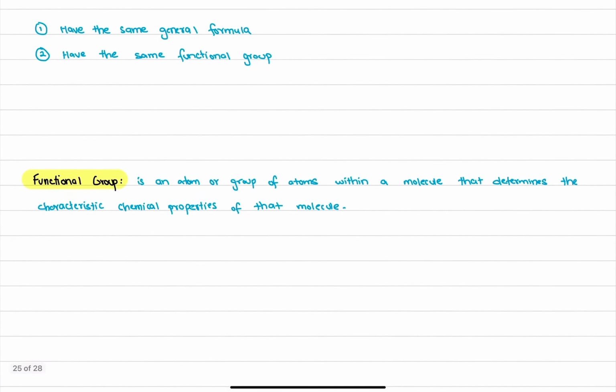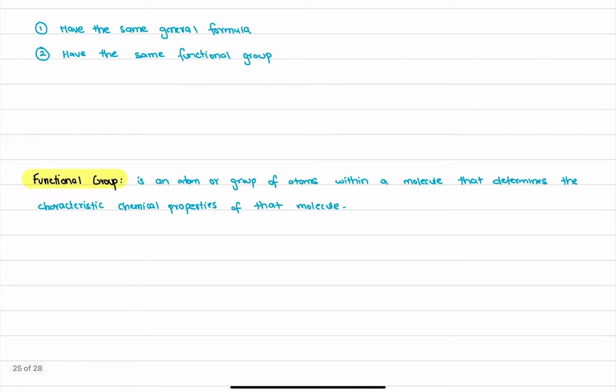So, a functional group can be an atom or a group of atoms within a molecule that determines characteristic chemical properties of that molecule. Now, this is very important. The reason why this statement is important is because what it implies is that the functional group will determine the chemical reactivity or properties of that molecule.